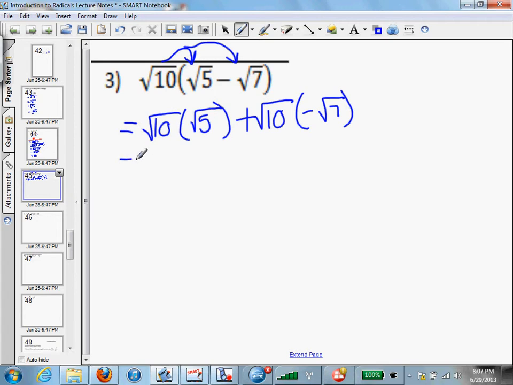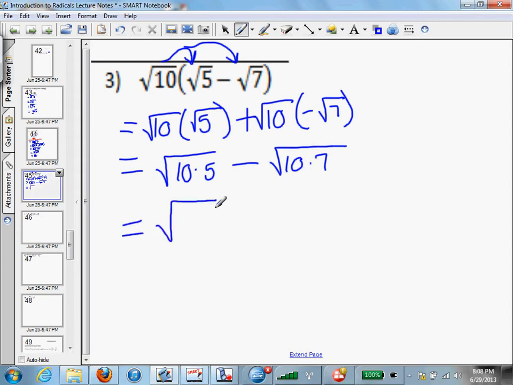If we go through and simplify, we have the square root of 10 times the square root of 5 is just the square root of 10 times 5. We have positive times a negative, giving us a negative. If we were to put the 10 and the 7 under the same radical, it would look like this. It would be the radical of 10 times 7. Now let's go through and simplify. The radical of 10 times 5 will be the radical of 50 minus the radical of 10 times 7, or the radical of just 70.